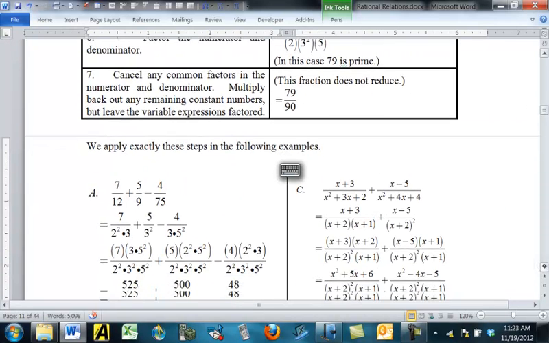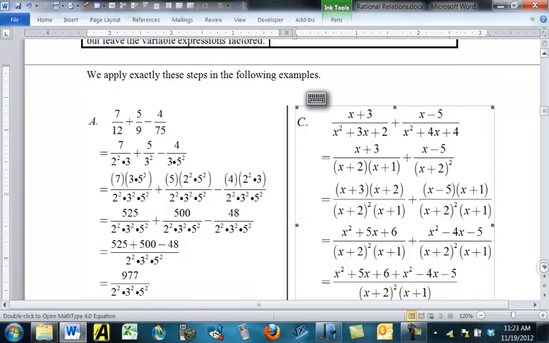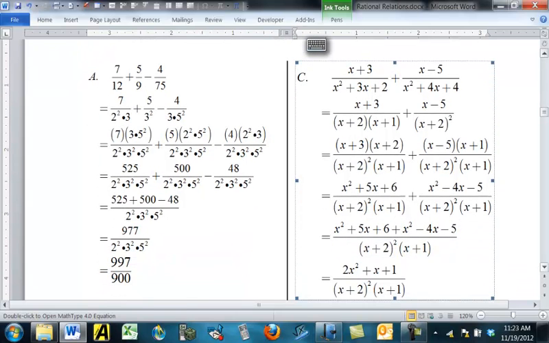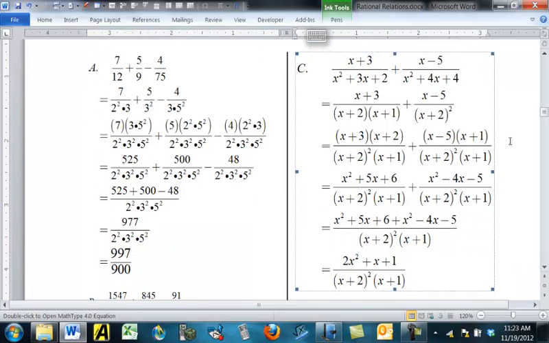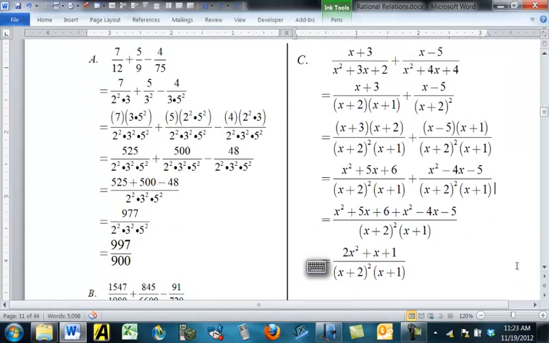Now, let's go over here to C. So that was arithmetic, that's elementary school stuff. Now let's do some intermediate algebra stuff where we actually add this together with fractions. So it's exactly the same steps. What's the first step? Recopy the numerators and the pluses and minuses as needed, and then the denominators, factor them.